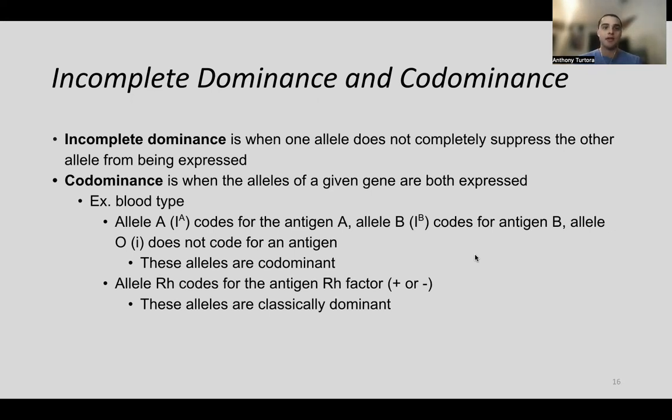Codominance, on the other hand, this is when alleles of a given gene are both expressed. So one isn't suppressed, but they're both going to be dominant and they're both going to be expressed. An example of this is blood type, like we had just discussed.